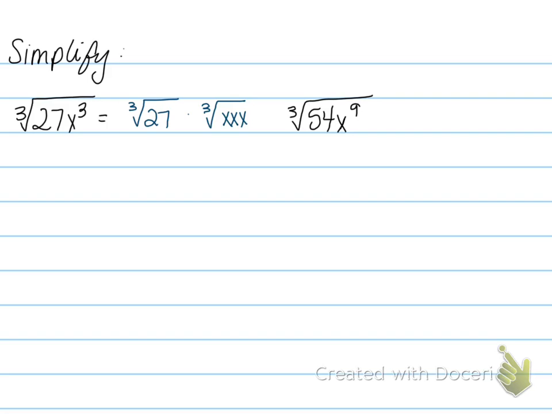As a reminder, your cube root button is math, and then it's the 4th option down. My cube root of 27 is 3. If I have the cube root of x to the third, I have 3 x's, which makes 1 group, so I have x to the 1. For my final answer, I'm just going to smush these together into one final problem.